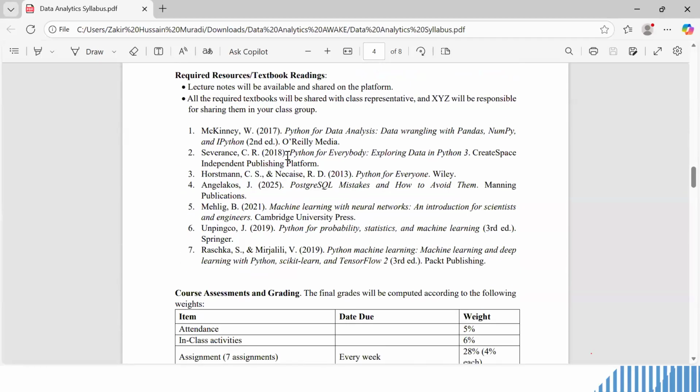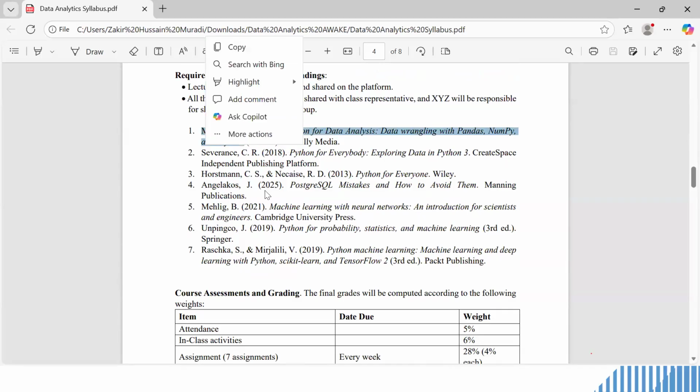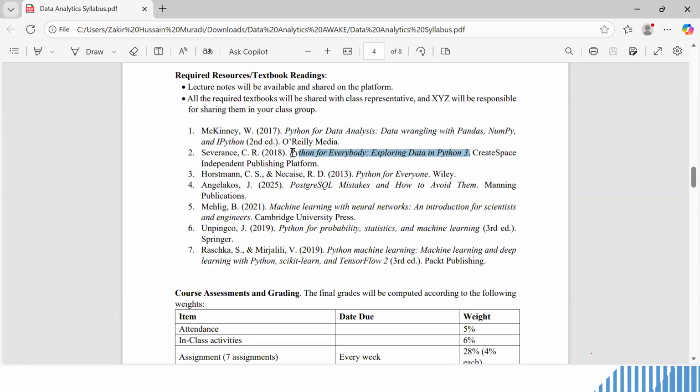Okay, so these are the books: Python for Data Analysis, Data Wrangling with Python, Pandas, NumPy, and IPython, second edition. I have this one. Also, you have Python for Everybody, Exploring Data in Python 3. These are the books that I will share with you. There is also a book on post-procedure mistakes and how to avoid them, used for databases and SQL, and Machine Learning with Neural Networks: An Introduction for Scientists and Engineers. This one will be your machine learning book. And Python for Probability, Statistics, and Machine Learning will be for the probability and statistics lectures that you are going to do. The same goes for Deep Learning with Python.